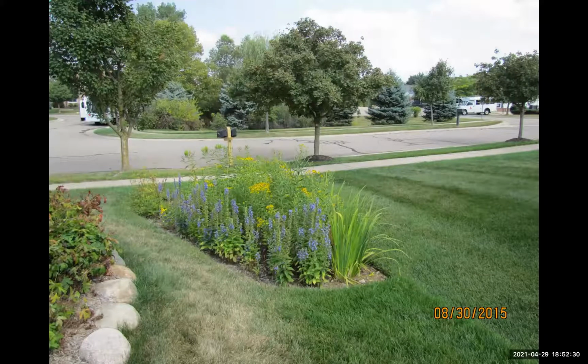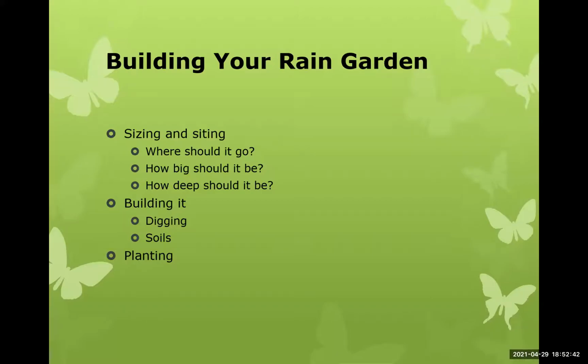So those are some examples and pictures of rain gardens, and I hope you're convinced that aside from some of the ecological benefits of them, they can be beautiful as well. So now I'm going to shift to talking about building a rain garden. I'm going to talk about how big it should be, where it should go, and how deep it should be. I'm going to talk a little bit about digging and soils, and I'm going to talk some about planting.